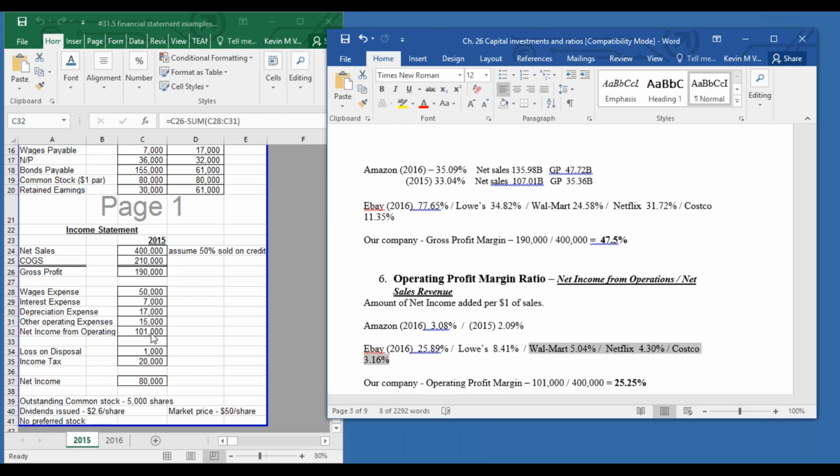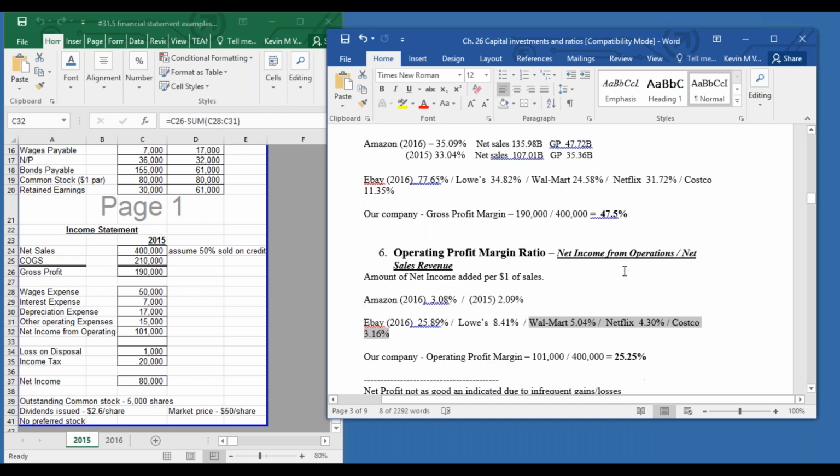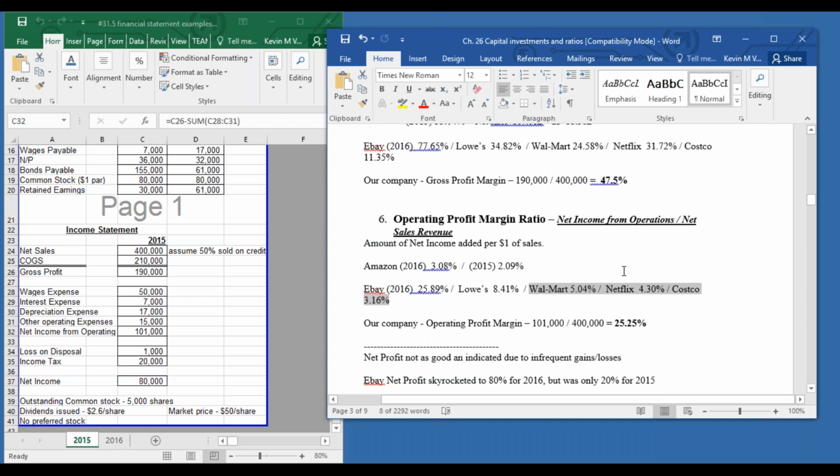So with our company, it took 101,000 divided by our net sales of 400,000 to get 25.25%. Our company is very similar to eBay here. So a quarter of every dollar that comes in goes to our bottom line, which is good news.